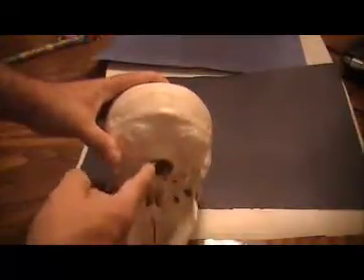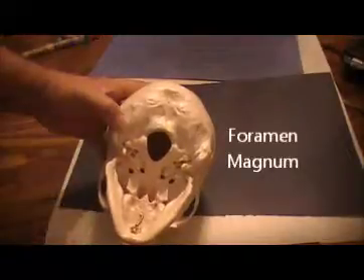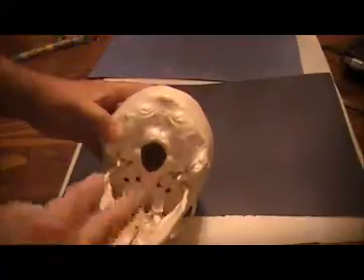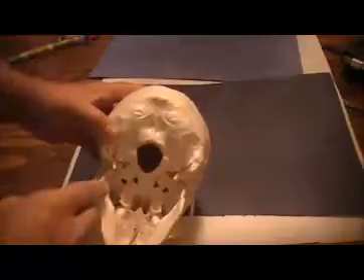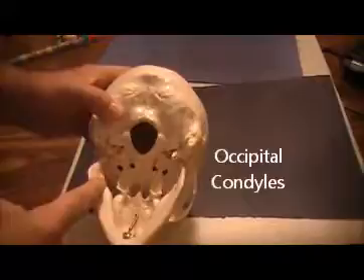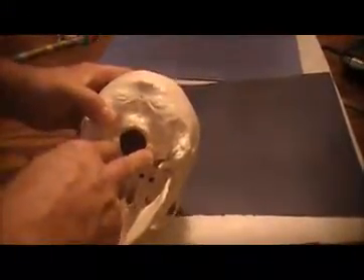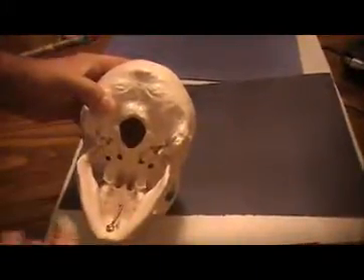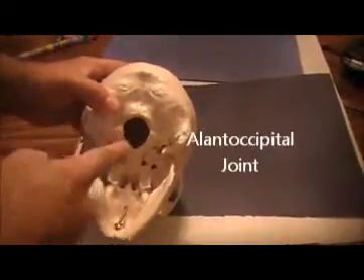Now, from this view also, you can see right down here this huge opening. This opening is called the foramen magnum. This is the opening through which the spinal cord passes and becomes continuous with the vertebrae. And you have these two rounded portions right down here that are going to connect to the atlas bone, first part of the vertebral column, and this is going to form a pivot point where these bones are going to move back and forth. They form the atlanto-occipital joint.